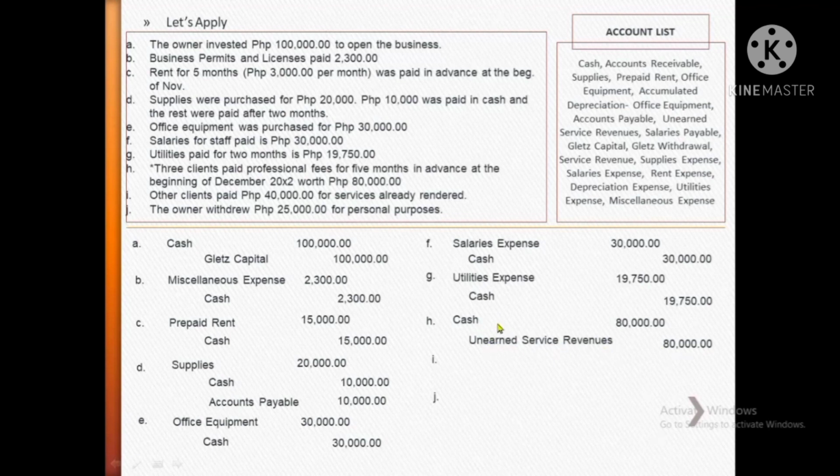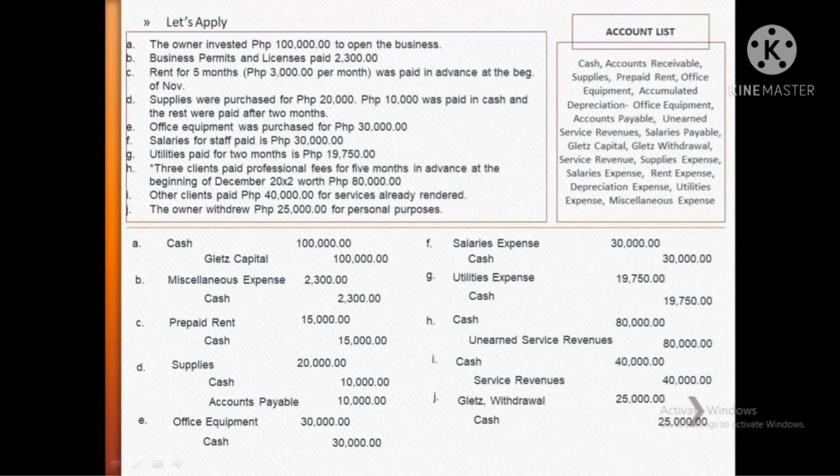Unlike H, in letter I, the clients paid 40,000, so debit cash 40,000 for services already rendered. So the credit is service revenues 40,000. And last but not the least, we have the last transaction. The owner withdrew 25,000 for personal purposes, so that's a credit to cash, and of course a debit to owner's withdrawal.